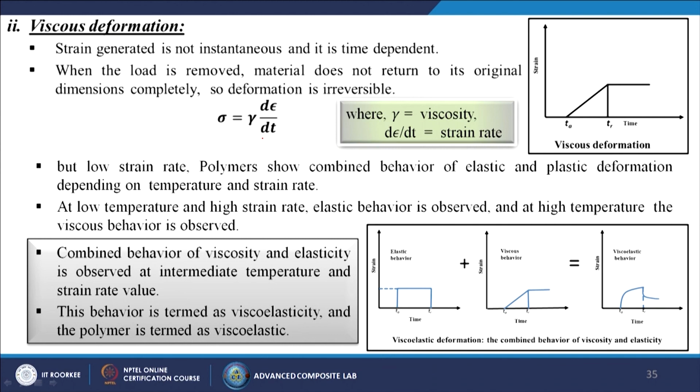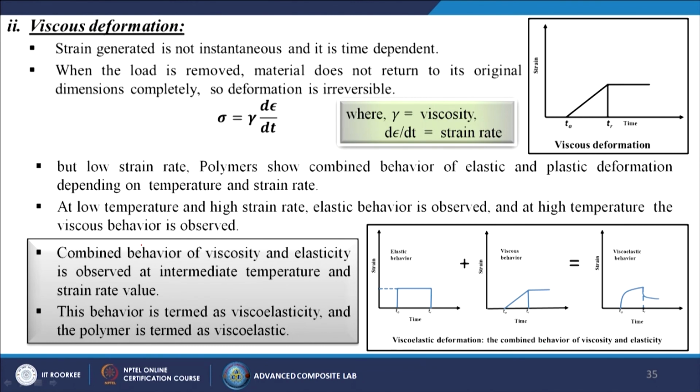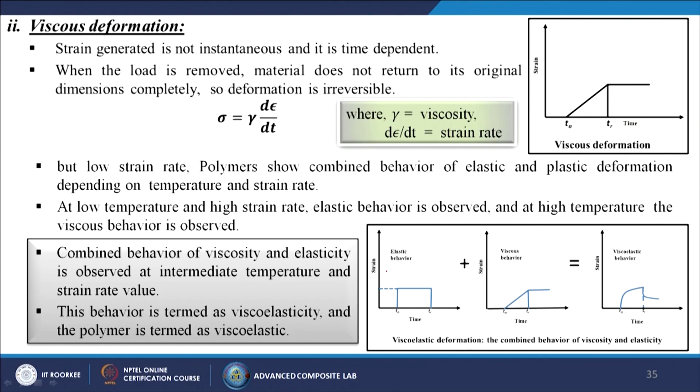Polymers show combined behavior of elastic and viscous deformation depending on temperature and strain rate. At low temperature and high strain rate elastic behavior is observed, and at high temperatures viscous behavior is observed. Combined behavior of viscosity and elasticity is observed at intermediate temperature and strain rate values. So, when an elastic material is combined with viscous behavior, we get the viscoelastic properties of that material. This behavior is termed viscoelasticity and the polymer is termed a viscoelastic polymer.